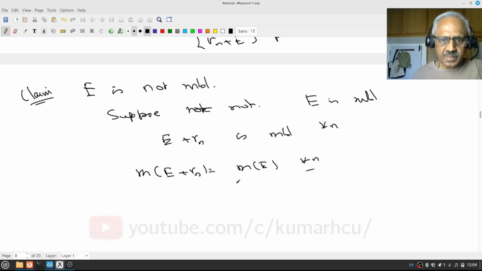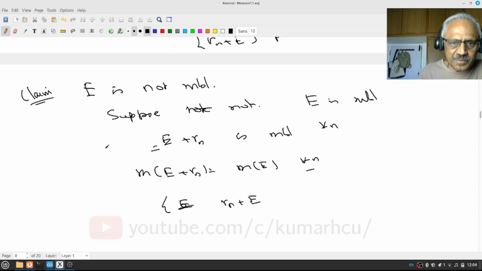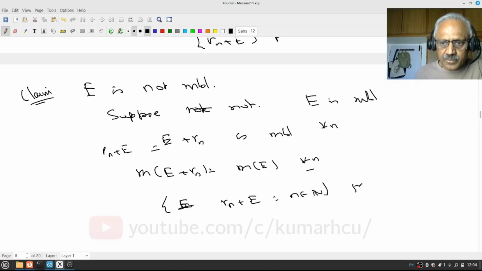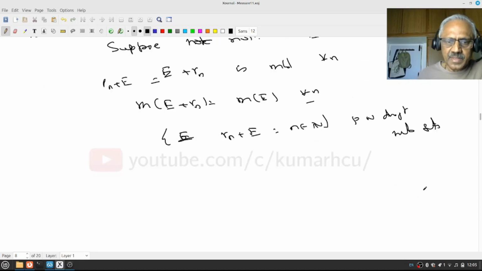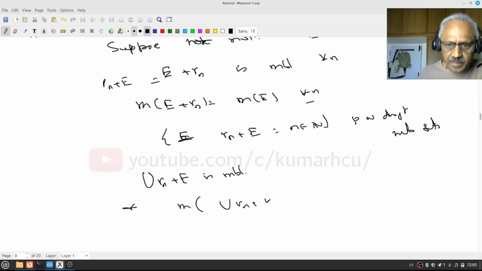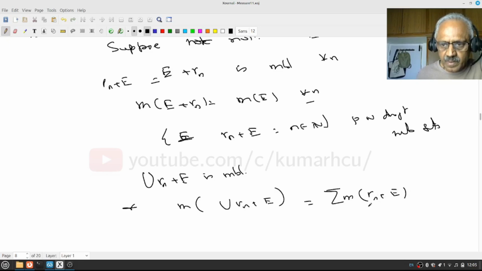Now this collection, Rn plus E, pardon me if I am writing it differently, Rn plus E as n varies, is a family of pairwise disjoint measurable sets. It's a countable family. Therefore, what I know is that the union of Rn plus E is measurable. And the measure of this union, because this is a disjoint collection, is the sum of the measures of each of the sets. This is the sum of m of E from n equals 1 to infinity. Each term is a constant term, m of E.